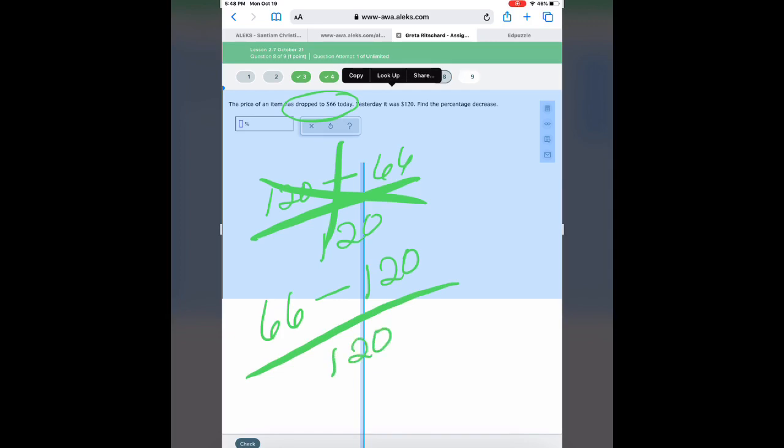So 66 minus 120 gives me a negative number, negative 54. Divided by 120 gives me negative 0.45. Don't put the negative in your answer. That's just confirmation that it's going down by 45%.